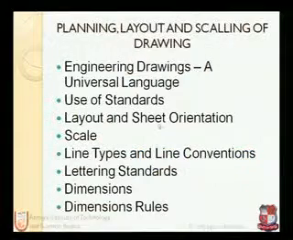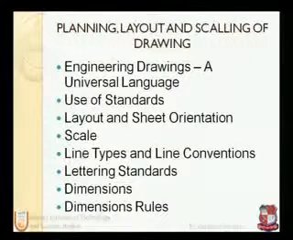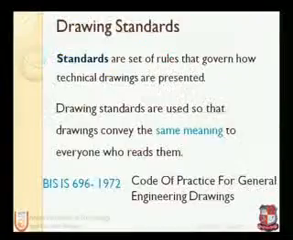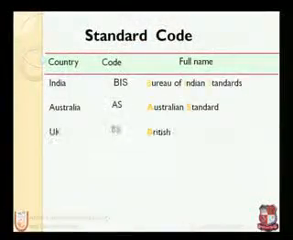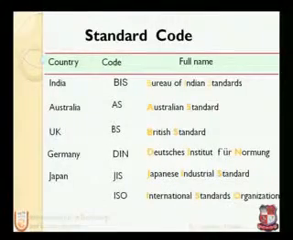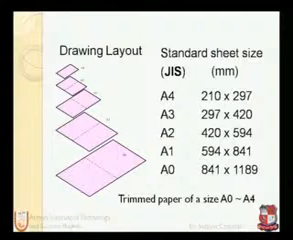We have seen today the use of standards, and how the standards apply to layout and sheet orientation. The layout and sheet orientation as per this standard, ISO, is given as A4 to A0. A4 means our regular size paper that we use to print stationery at home, and A0 is the largest size, which is 841 multiplied by 1189 mm.